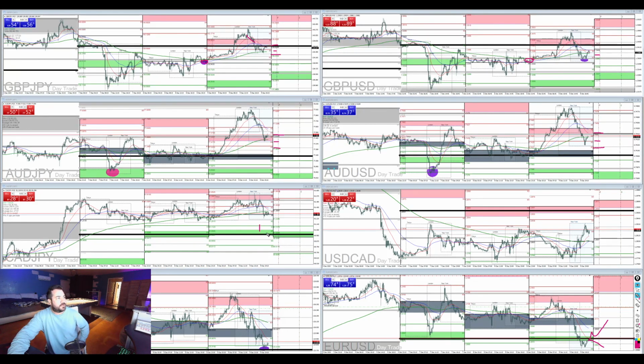Still have too much space between price and central pivot here on the CAD yen, and we don't trade the USD CAD.